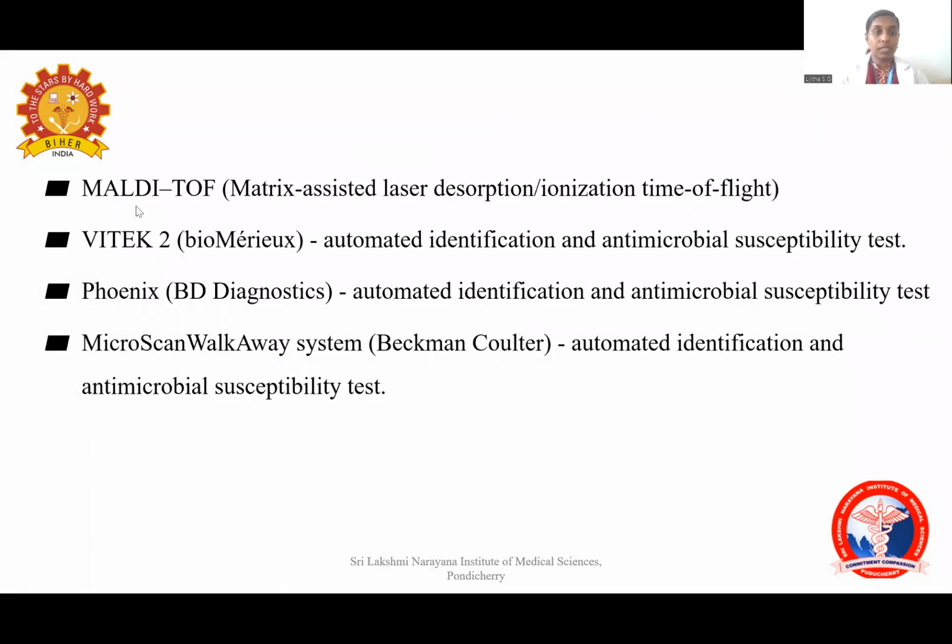The examples of automated tests are MALDI-TOF, that is matrix assisted laser desorption ionization time of flight mass spectrometry. Then Vitek 2, then Phoenix. All these are automated identification and antimicrobial susceptibility testing methods. Then the MicroScan WalkAway system is also another automated identification and antimicrobial susceptibility testing system. These are the names of the manufacturing companies.